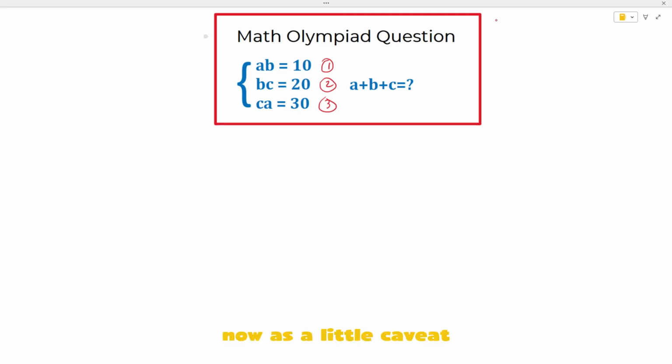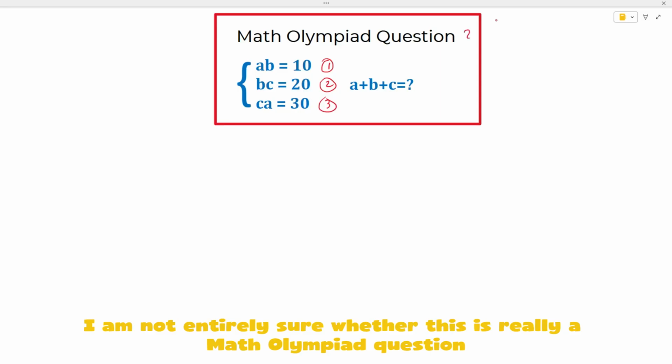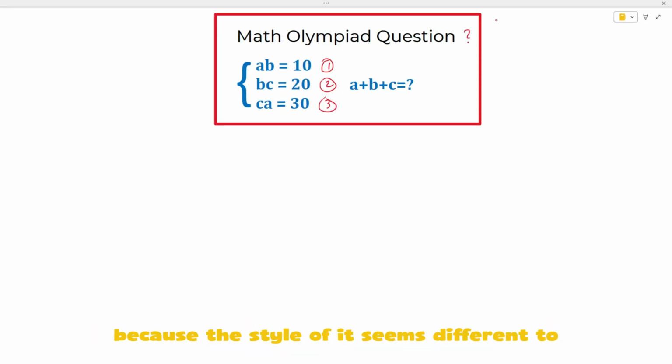Now, as a little caveat, I am not entirely sure whether this is really a Math Olympiad question because the style of it seems different to what I'm used to from Math Olympiads, but it might be. So why not try and think that, yay, we're doing a Math Olympiad question.